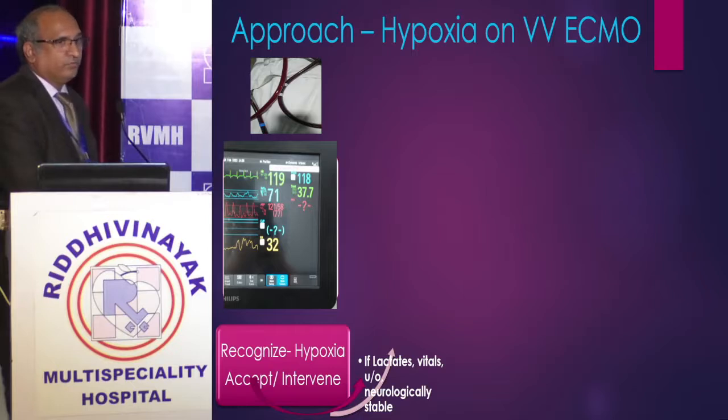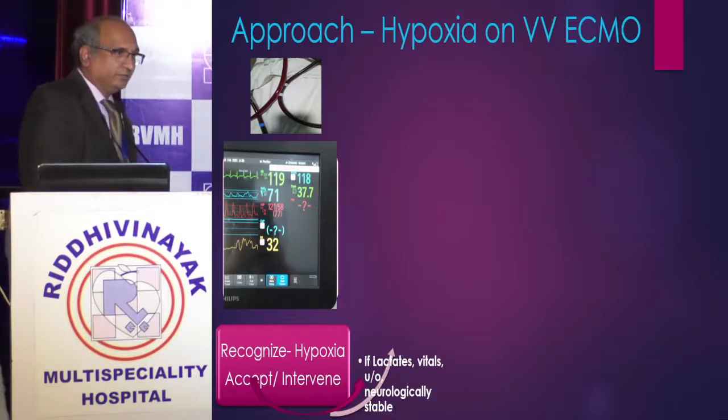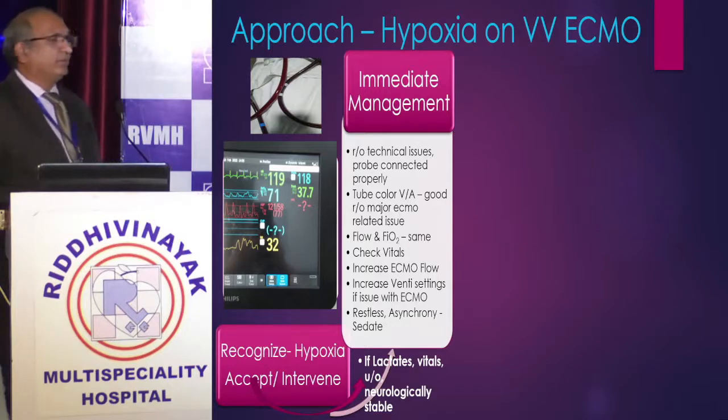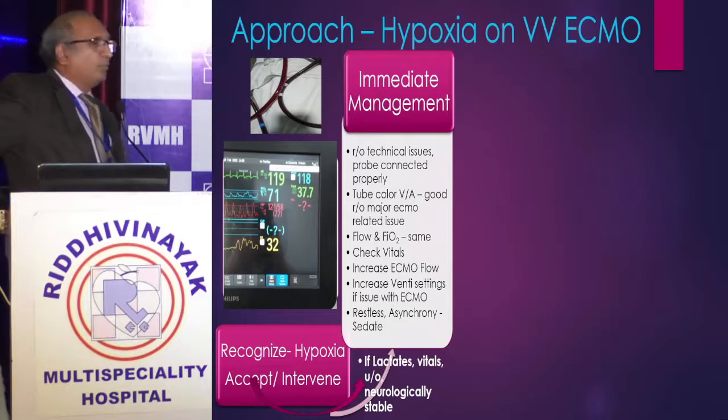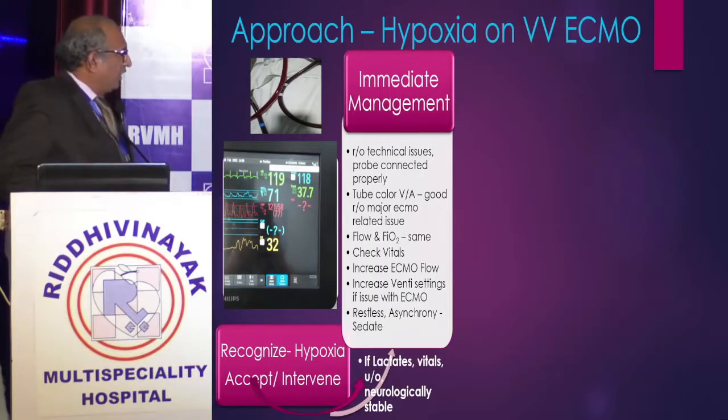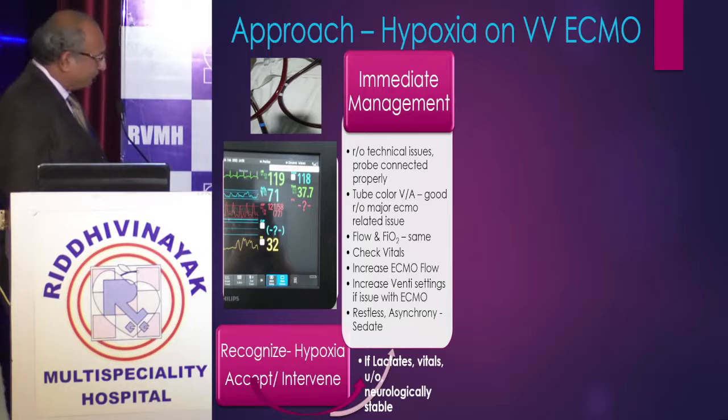What will you look at? First look at the tube color. Both the tube colors are fine. There is a clear difference between the tube colors. You are not worried. So the immediate management: first check whether the probe is connected properly or not. Second, tube color. If the tube colors are good, you are not worried. Nothing grossly related to ECMO at least. Check the ECMO flow and FiO2.